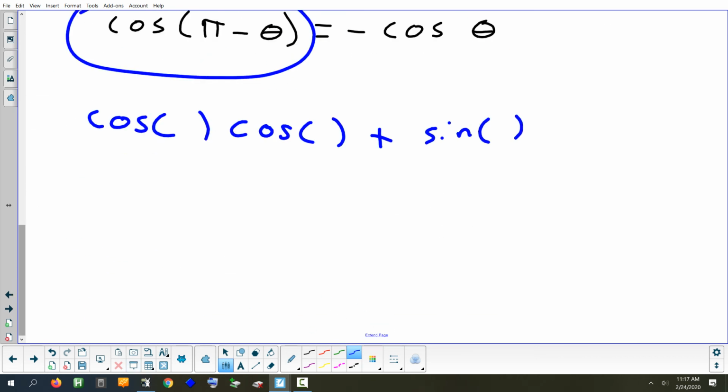So again, I call this grouped. Cosine's grouped on the left, sine grouped on the right. And Brianna, what's going to go in my first parenthesis? Pi. Caleb, second parenthesis? Theta. Third one, Emily? Pi. And the fourth one, theta. So the thetas don't simplify, but the pi's do.